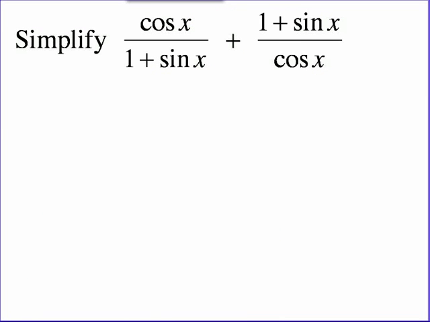All right, let's look at this one. Okay, cosine divided by 1 plus sine, plus 1 plus sine over cosine. So you're going to do a relay here. We're going to start. Somebody's going to come up and do step 1. Okay, I don't care who, the pen's up there. Go ahead, do step 1. Then somebody else is going to do step 2.